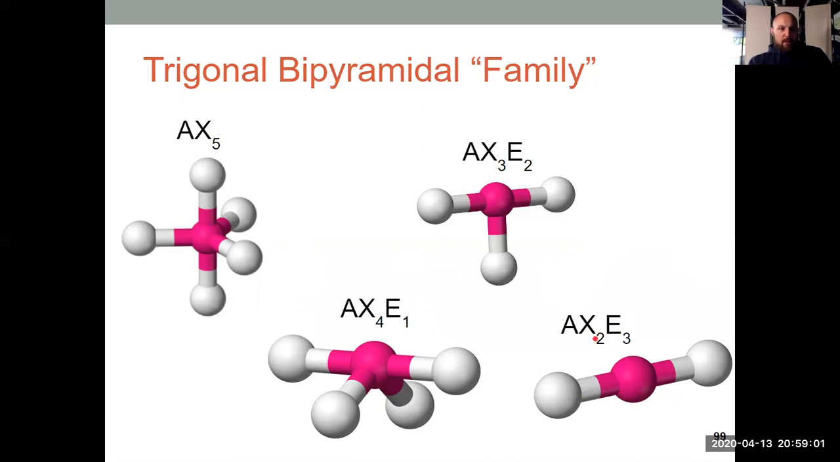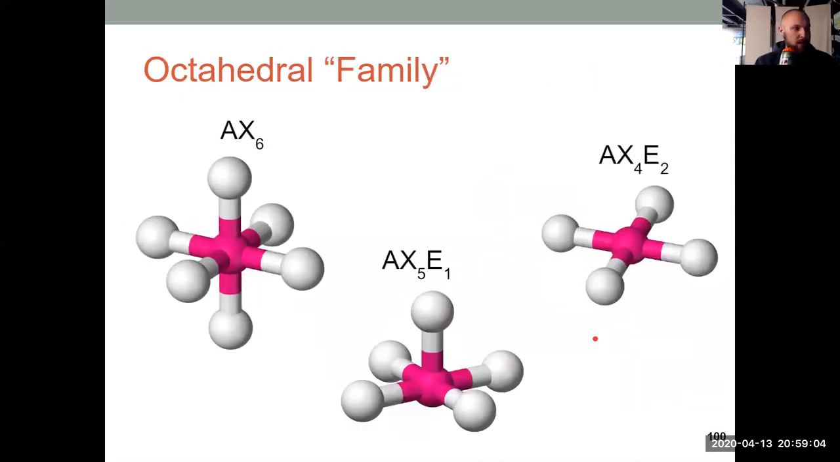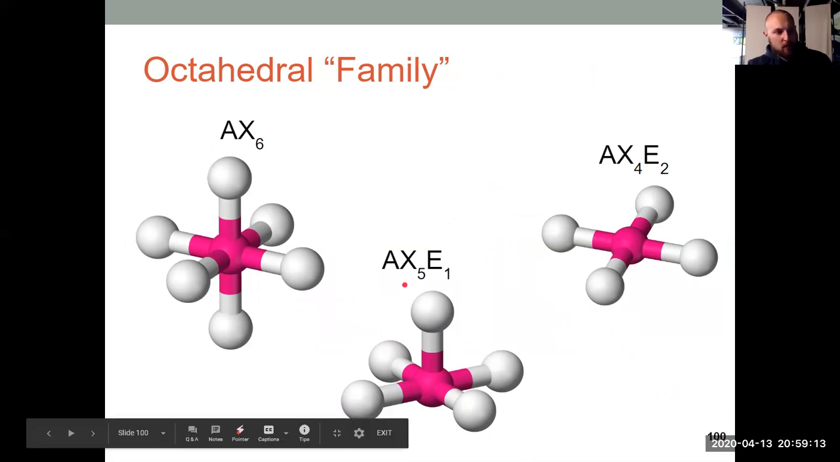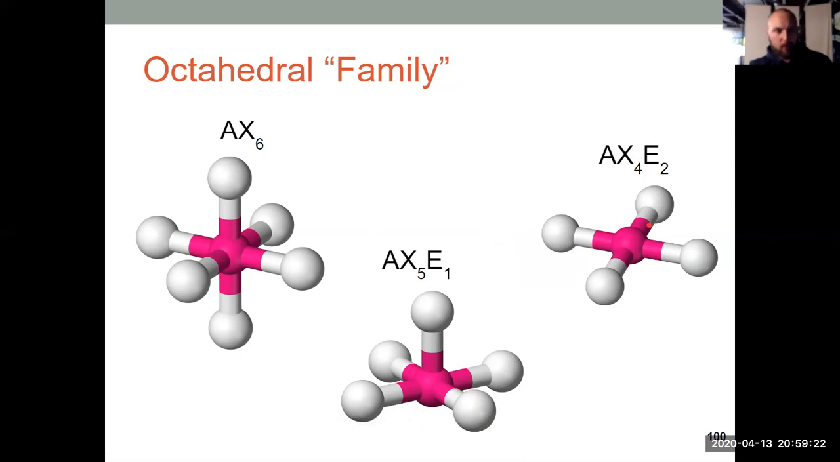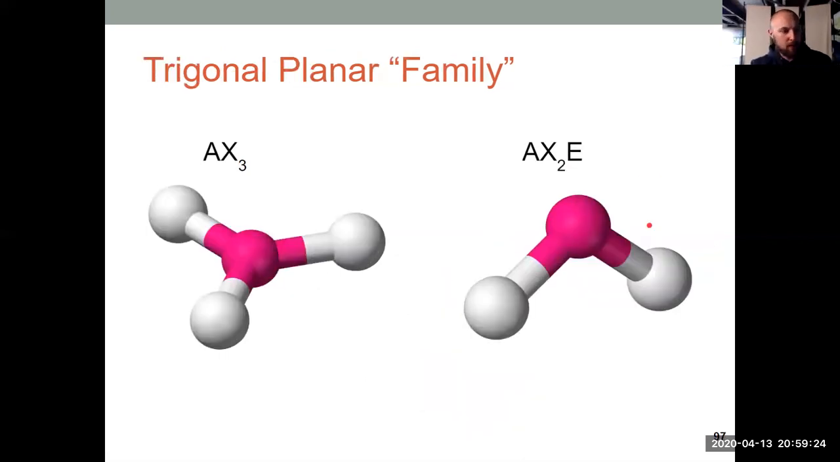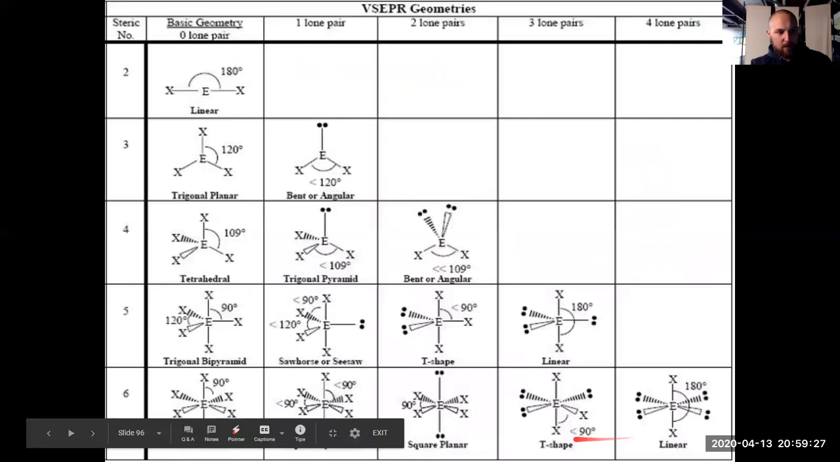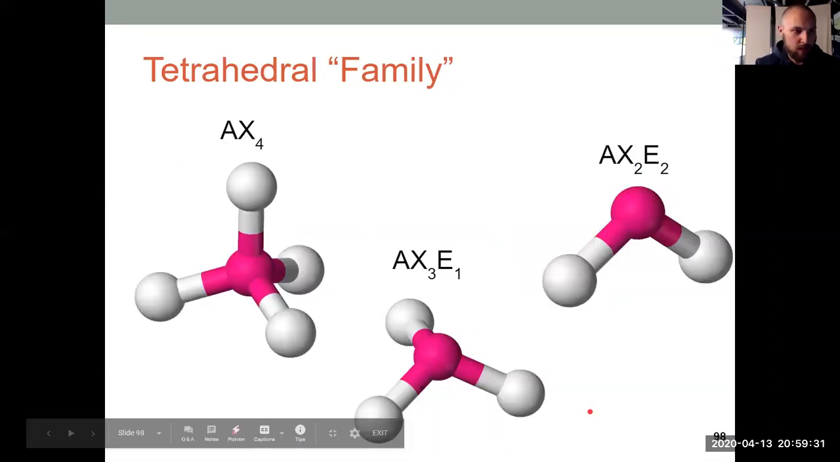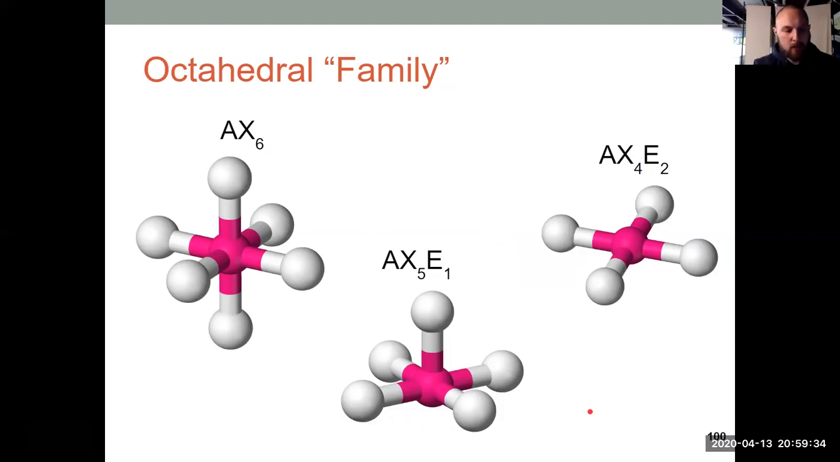We finish off with the octahedral family. We saw AX6 before being called octahedral. If we swap one of those for a lone pair, and that's called AX5E1, square pyramidal, because it's a pyramid with a square base. And then AX4E2 is square planar. Okay. The table that we started with right here shows two more members of that family. They're exceptionally uncommon, so I'm not going to include those deliberately on this slide.